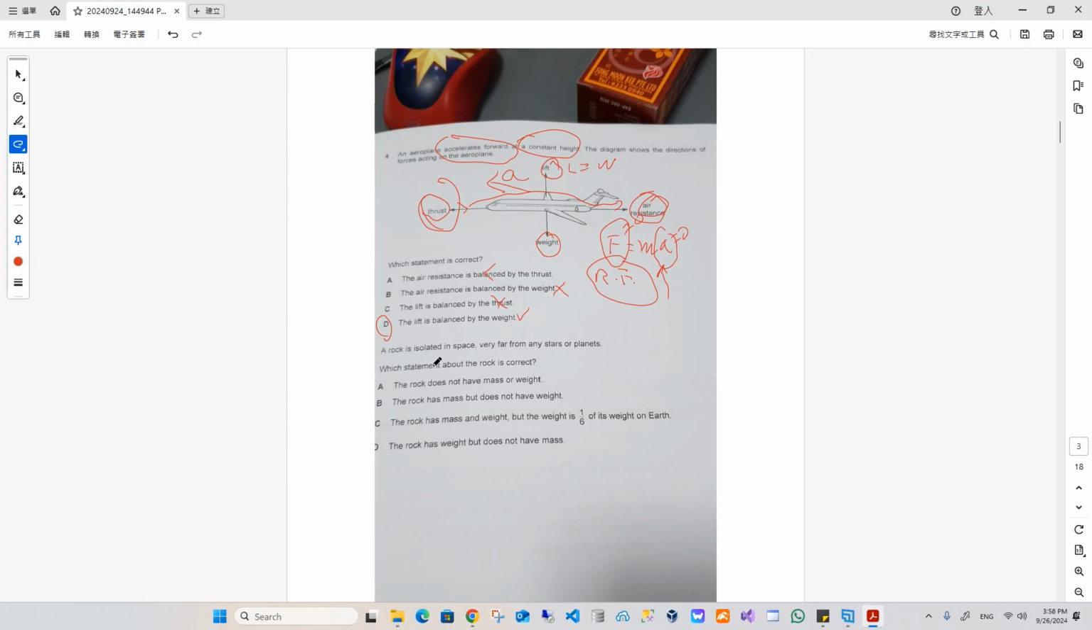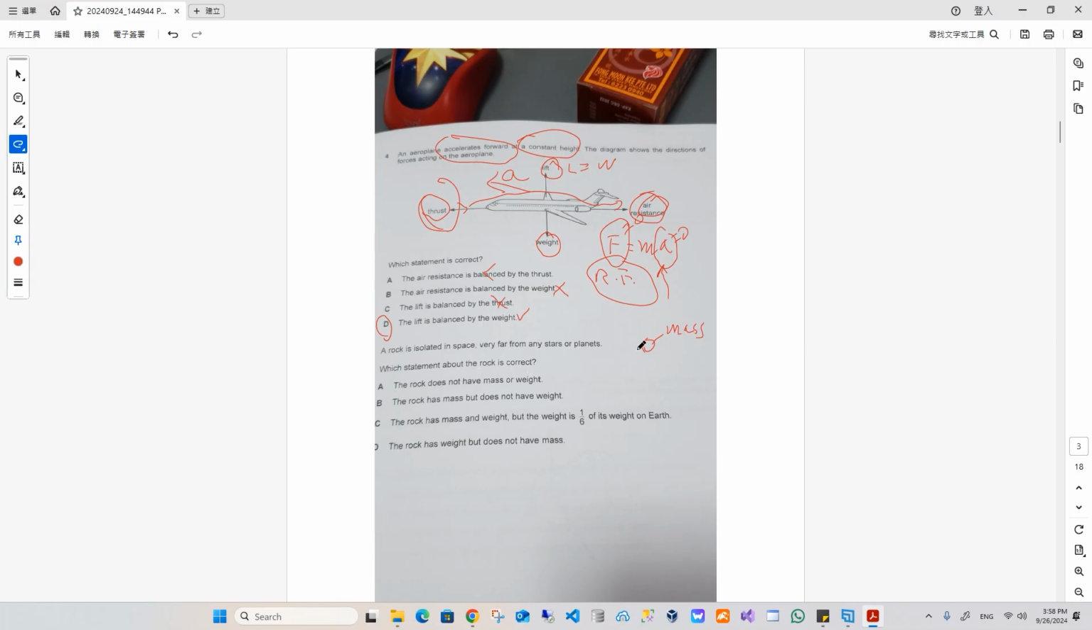Okay, a rock is isolated in space, outer space, very far from any stars or any planet. That means this rock is dangling around by itself. Which statement about the rock is correct? The rock does not have mass or weight. No, the rock always has mass. So long as you have the atoms, the molecules, the particles, you have the mass. It's the amount of matter that you have.